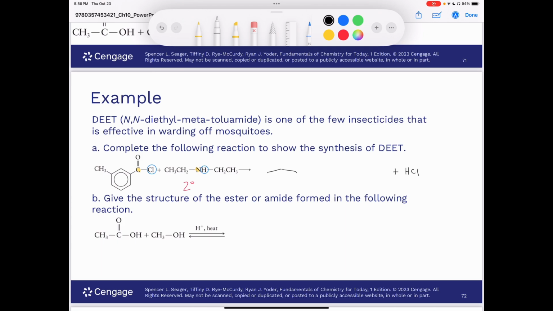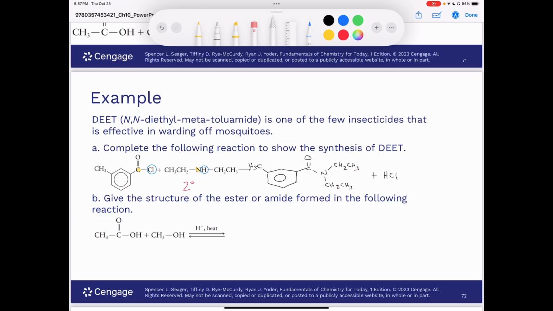So let's scribble down our product. We've got our aromatic ring. We've got our CH3 group over here. We have our carbonyl, and then we're going to connect that to the nitrogen. Remember, we've lost the hydrogen that's in the blue circle. So now we're going to have two ethyl groups, one here and one here. And that would be the structure of DEET. And of course, we're going to liberate HCl as well.